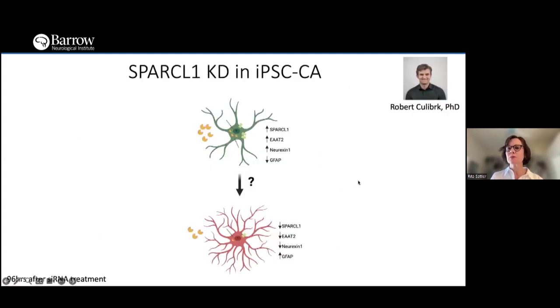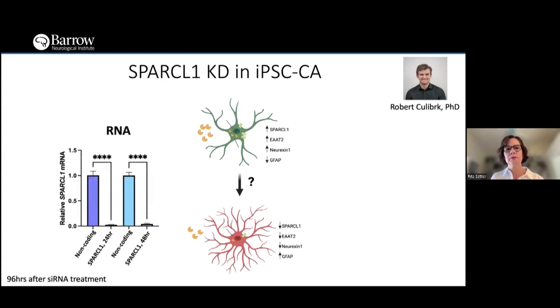So, but how is this really happening? And so Robert now is tasked to figuring this out. He's really trying to figure out what triggers the change from a homeostatic astrocyte that has lots of SPARKLE1, lots of E2, neurexins, very little GFAP, that then turns into this reactive astrocyte where we just have the opposite happening. And obviously the most important question: how does this contribute to neuronal function?